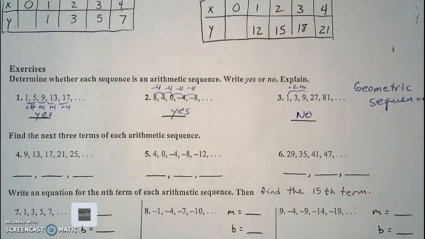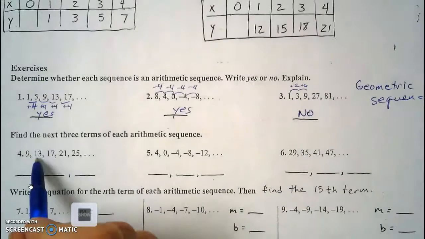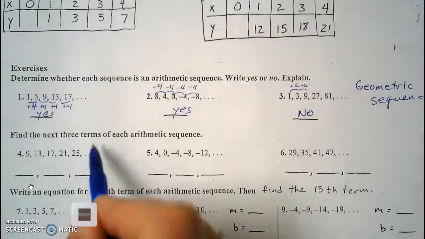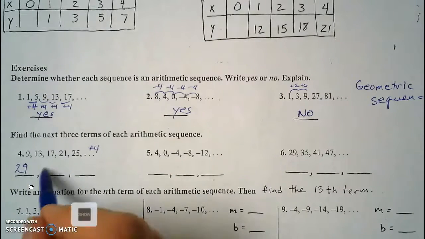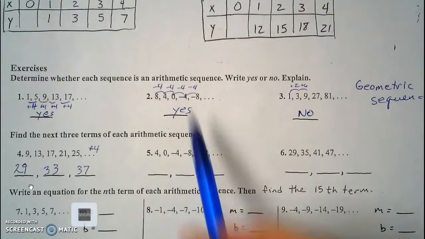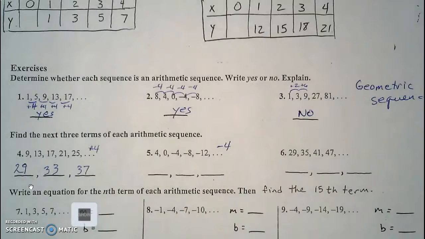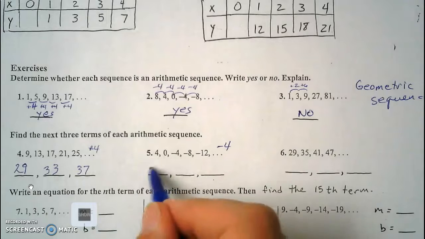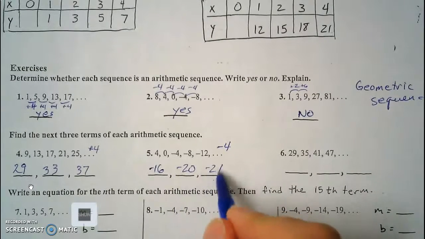Now the next section in the assignment, you'll have to fill in the next 3 numbers in the sequence. So think, if it's going up by 4, plus 4, plus 4, plus 4, you just want to continue to add 4. So 25 plus 4 is 29, plus 4 more is 33, plus 4 more is 37. This is the same one as above. And if we're subtracting 4, just keep subtracting 4. Negative 12 minus 4 is negative 16, then negative 20, negative 24.